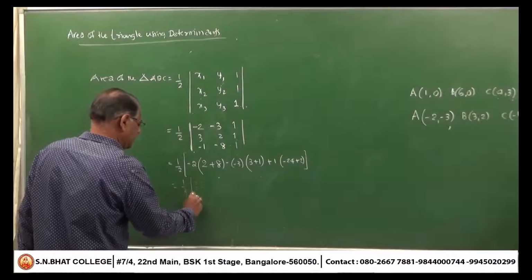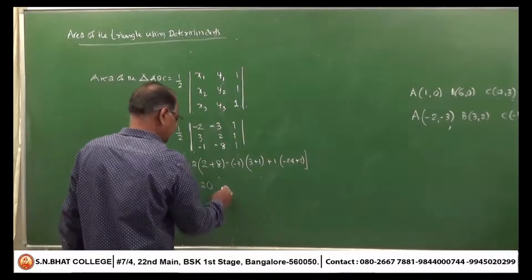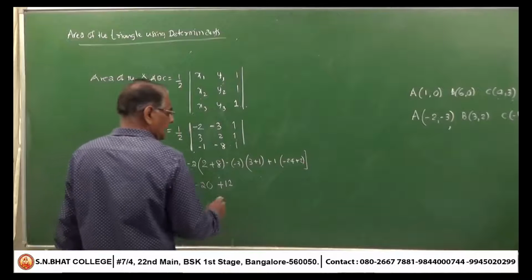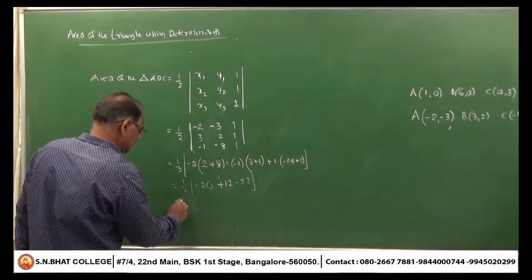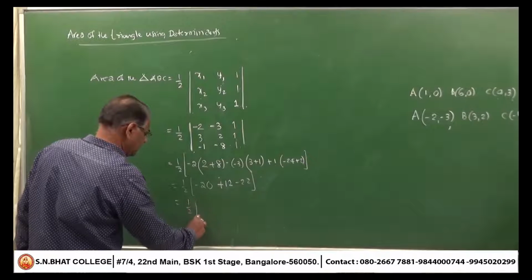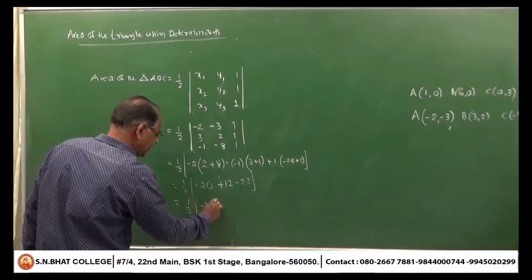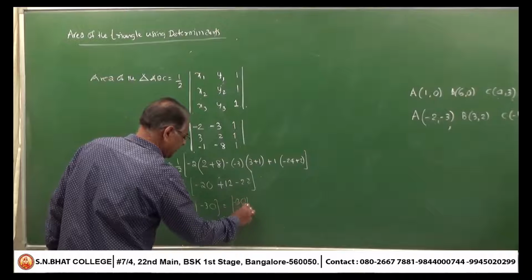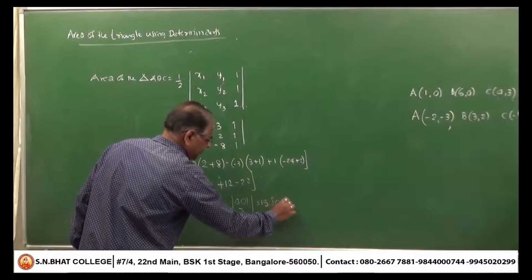This is half into 10 minus 20 plus 3, 12 minus 20. This is half into, this is minus 30. Take modulus, minus 30 by 2. Answer is 15 square units.